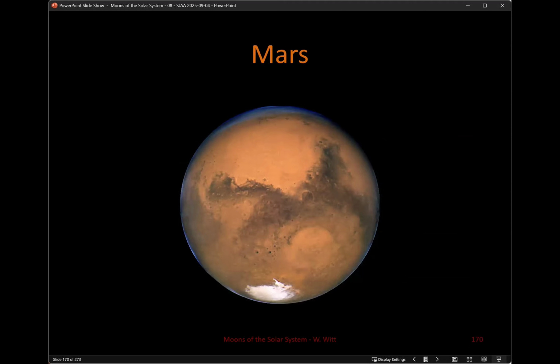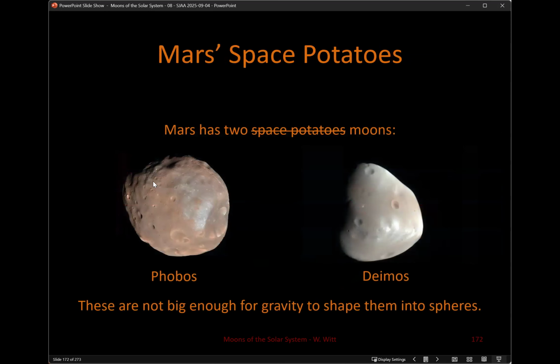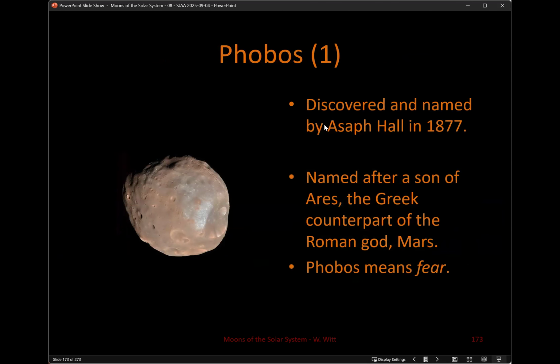Okay, if we visit Mars quickly here, Mars is the fourth planet out from the center, and it has two what I call space potatoes, but technically they are moons, Phobos and Deimos. They're not big enough for gravity to shape them into spheres. This guy here, Phobos, was discovered in 1877, named after Ares, the Greek counterpart of the Roman god Mars, and Phobos means fear.